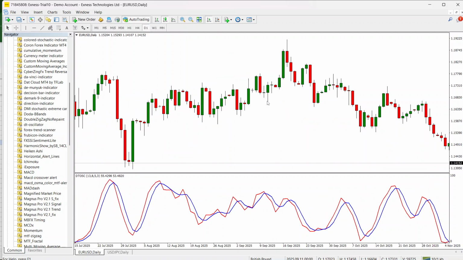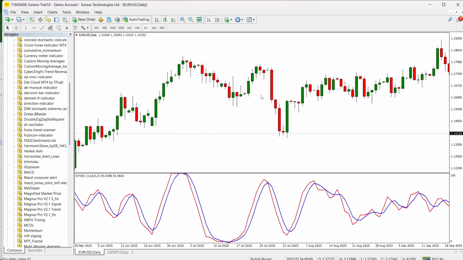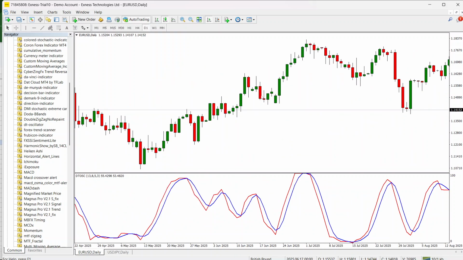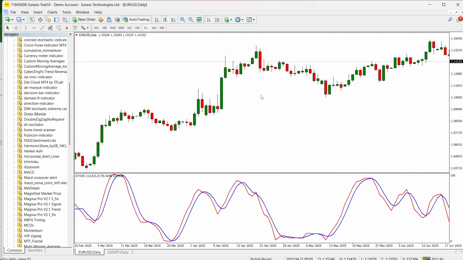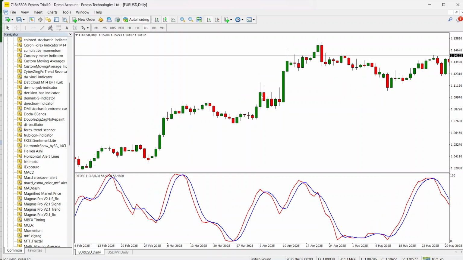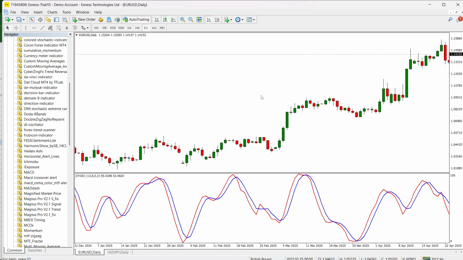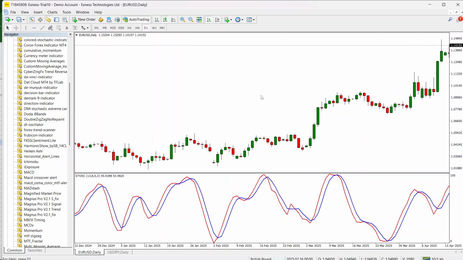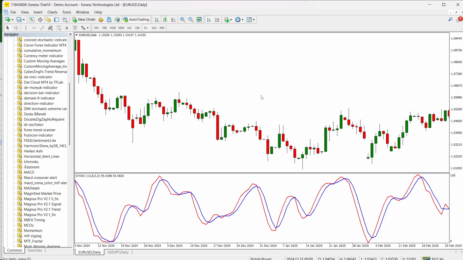Now, this DT oscillator is particularly useful for scalpers and short-term traders who need quick momentum readings. It works on all time frames, but is commonly used on lower ones. It's a visual tool only and does not execute trades. In choppy or low volatility conditions, the lines may cross frequently and produce false signals. Confirmation from trend analysis or price action is recommended for traders.